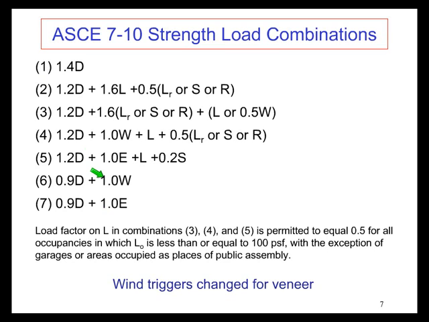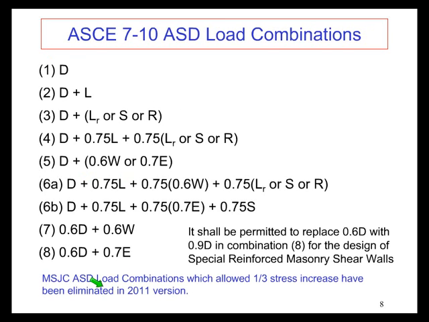So that required us to make a few adjustments to the code, primarily when we get to Chapter 6 on veneer, some of the wind triggers, and we'll look at that. And then also, of course, the allowable stress load combinations changed, so that now you have the 0.6 factor on wind since you are using a factored wind load.